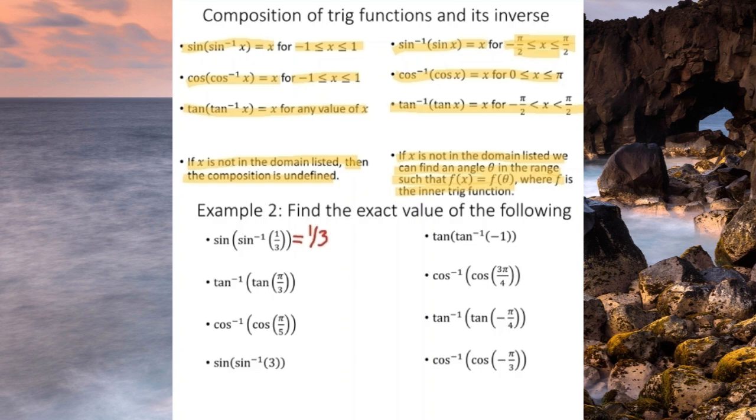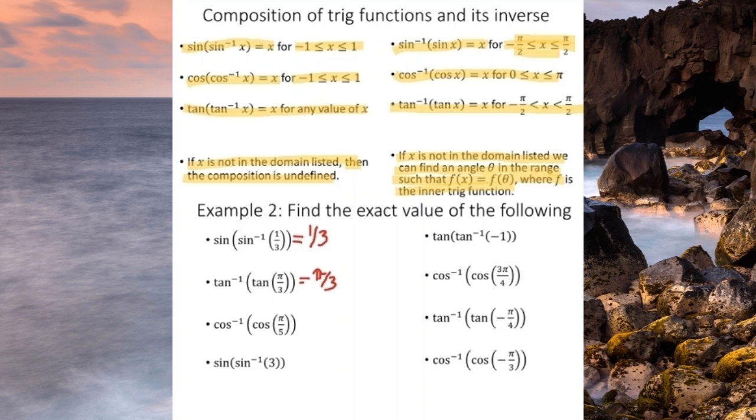Next, tangent inverse of tangent pi over 3. According to the bottom right rule, tangent inverse and tangent cancel out only when our input is between negative pi over 2 and pi over 2. Since pi over 3 is between negative pi over 2 and pi over 2, by the property, our expression will equal pi over 3.